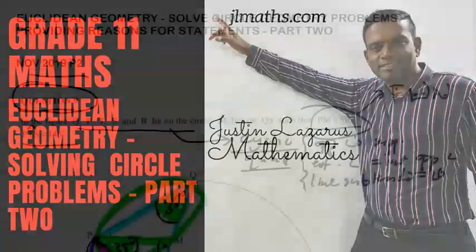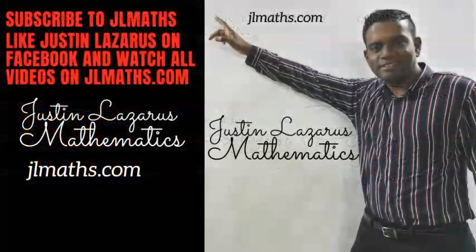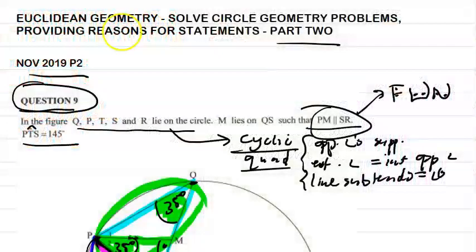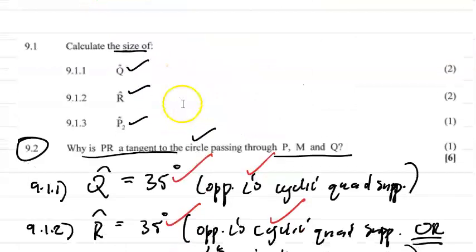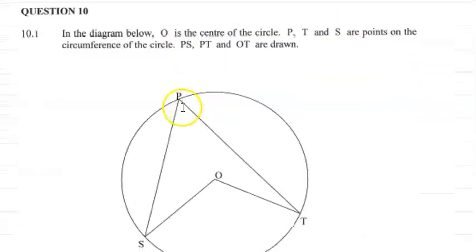In today's video lesson, we're going to be looking at part 2 of Euclidean geometry, solving circle geometry problems, finding reasons for statements, and we are continuing with the November 2019 paper 2. So in this particular video lesson, we're going to be concentrating on question 10, which reads as follows. In the diagram below, O is the center of the circle, P, T, and S are points on the circumference of the circle. PS, PT, and OT are drawn.